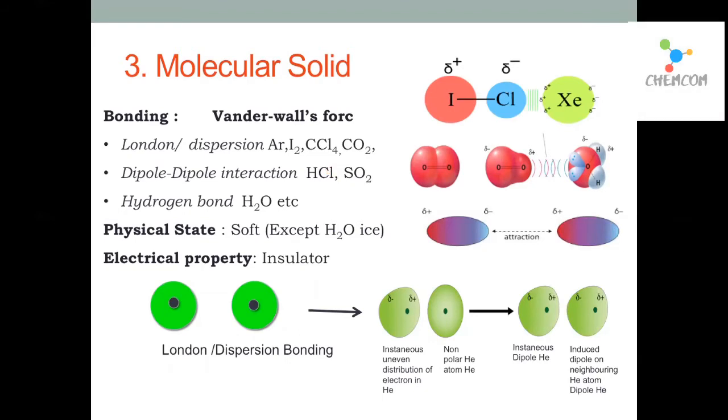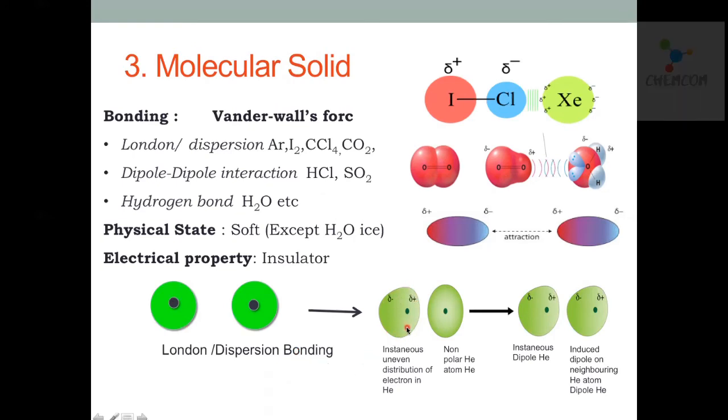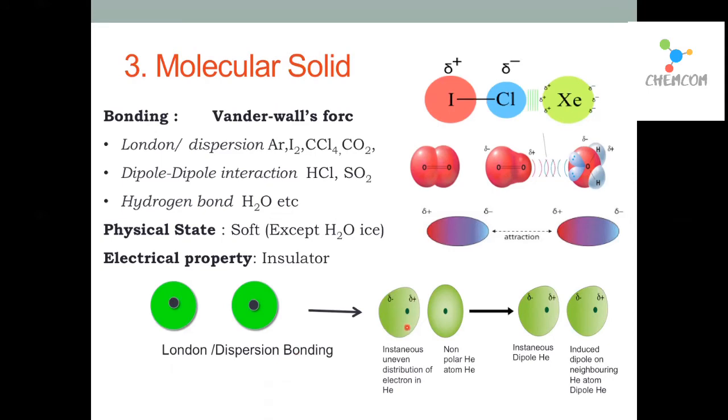hydrogen bonding. As you all know, whenever the molecule is spherically symmetrical, there will not be any dipole moment. In a particular instant, some uneven distribution of electrons can take place, as shown in the diagram. For this instantaneous uneven distribution of electrons, it can create an instantaneous dipole in the second one, due to the instantaneous dipole of the first one. So this is called the London dispersion force, or the dispersion force.